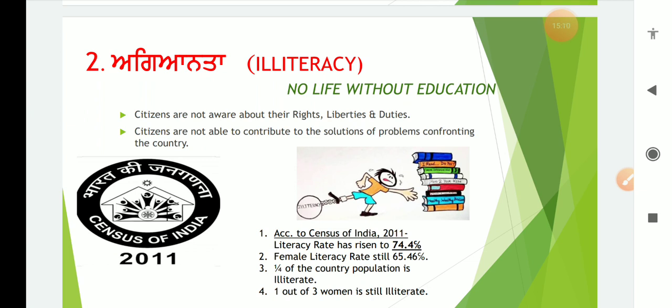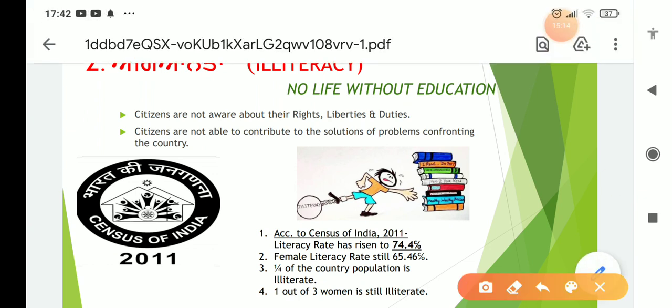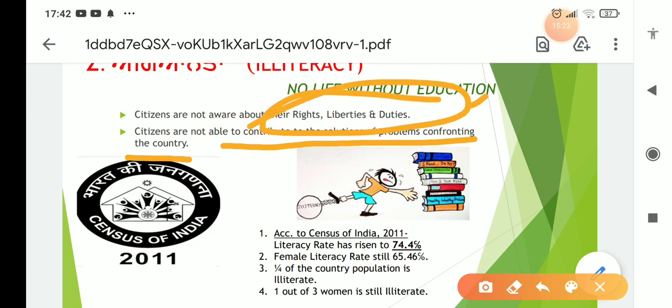While we know that actually people have the main power, right? So citizens are not able to contribute to the solution of the problems confronting the country. Basically, they become part of the problem instead of part of the solution. So it is due to illiteracy.